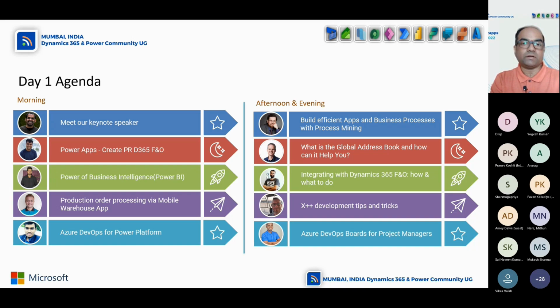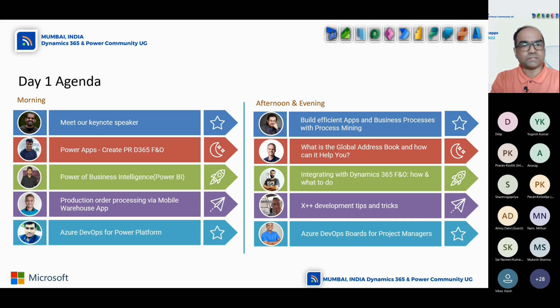Then we have Nitin, who is going to focus more on production order processing via mobile warehouse. I think many of you are probably utilizing the mobile warehouse app in your implementations. But one of the core use cases which Nitin has learned over a period of time, he's going to share in this particular area of production order processing.